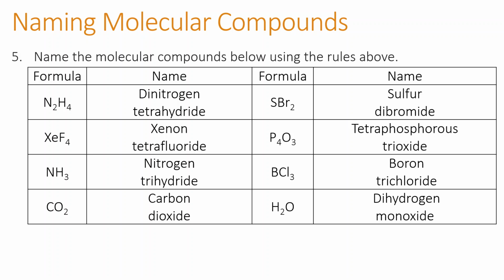Now, some of these have common names, like obviously H2O, we have a common name for that, it's water. NH3, we also have a common name for that, and that is ammonia. So this is just one naming system. This is the one that would be used in a chemical stockroom. But there are other names for things, including common names.